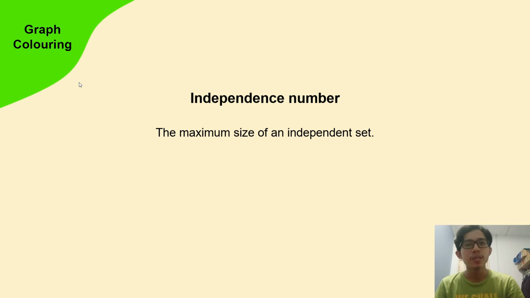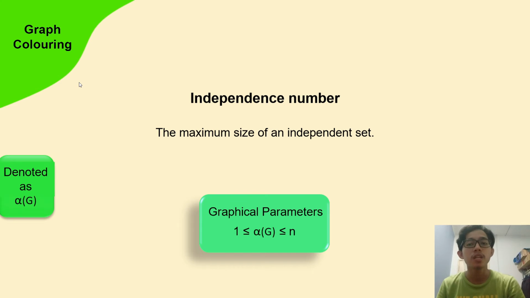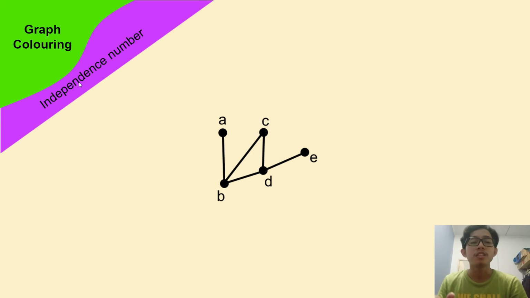The next term is independence number. Independence number is the maximum size of an independent set. It is denoted as alpha G, and the graphical parameters is similar to the chromatic number, which is the least is 1 and the highest is the number of vertices. It is hard to elaborate just by looking at the definition, so I will be explaining through the example. So here is given a graph.